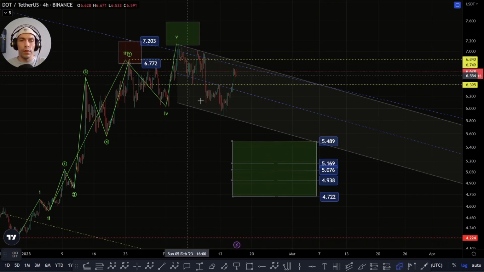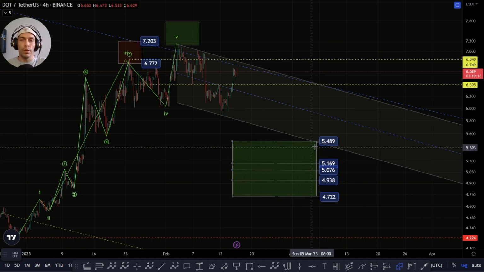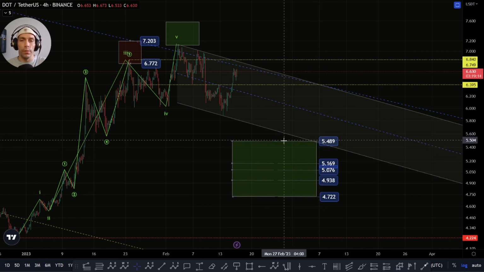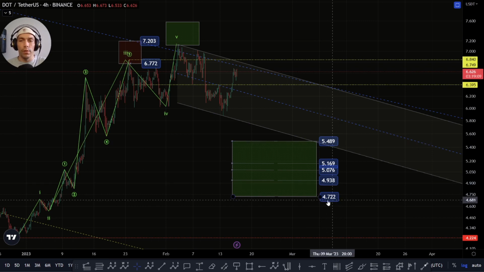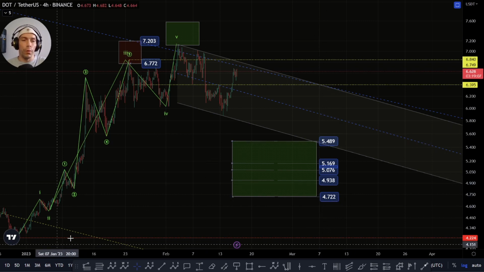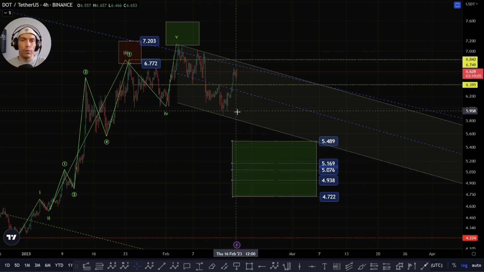Okay, so what would we be looking for from here? Effectively, what we'd want to see is a B-wave retracement. Typically, these come down towards this 50% to this 786 zone, which would be this 5489 to this 472 zone. So this is a zone we could actually look to revisit.